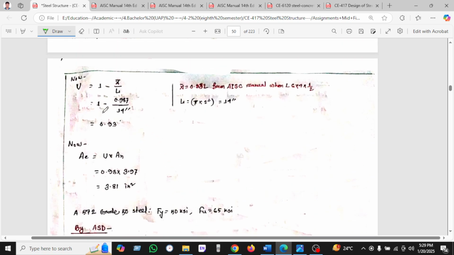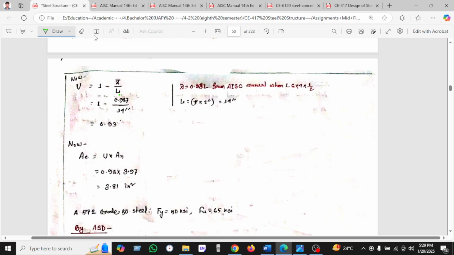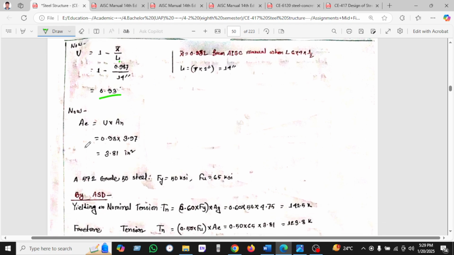So now we will calculate U, which is 1 minus x bar by L. How will we get the x bar? We are taking it from the AISC manual, 0.971, and found 0.93. So Ae will be An into U, and multiplying this with An, we found 3.91.